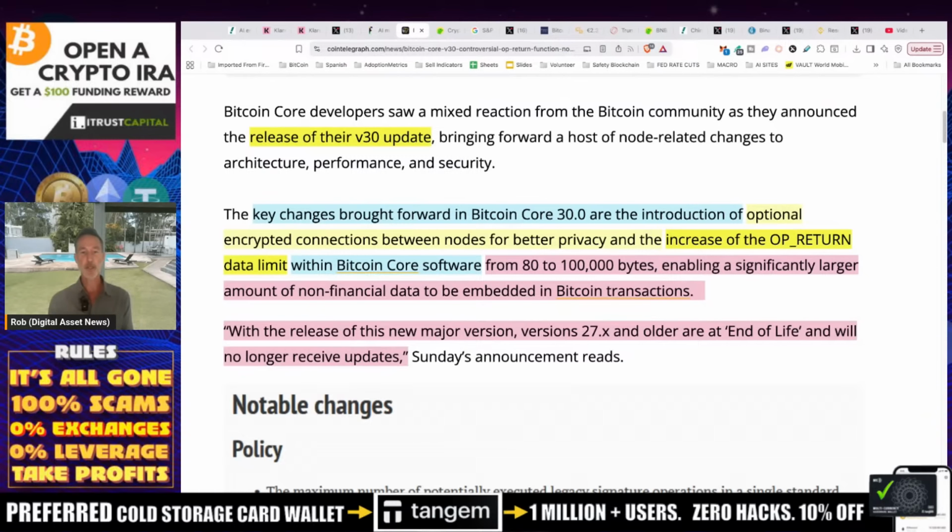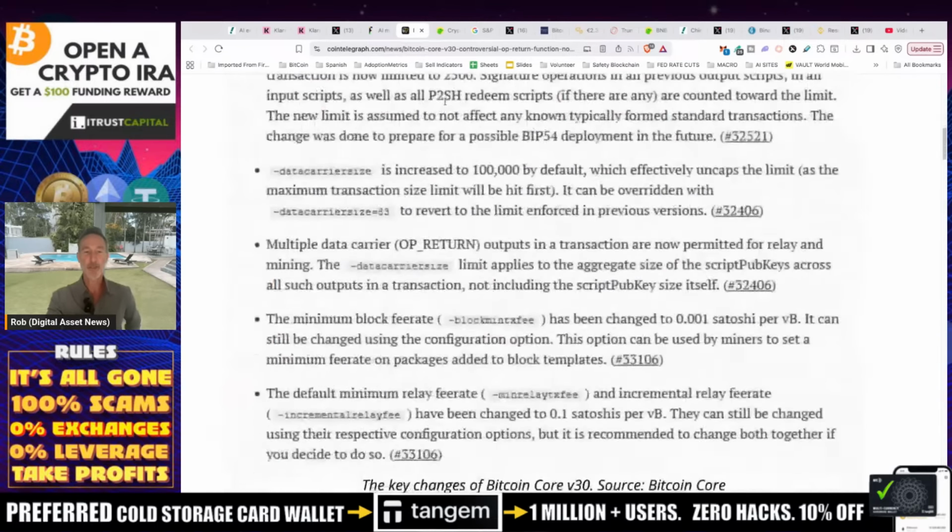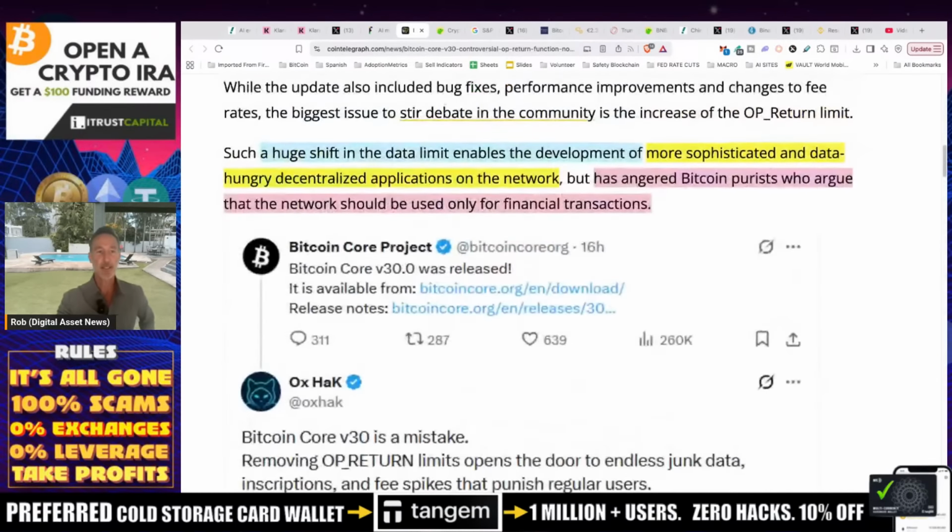These are the things that are being debated right now, and I can kind of understand where they're coming from. But to release this new major version, V30 is the new standard; V27.x and older are at the end of life and will no longer receive any types of updates. This is a huge shift in the data limit, which enables the development of more sophisticated and data-hungry dApps on the network. Interesting. dApps on Bitcoin. Is that what you think Bitcoin was built for?